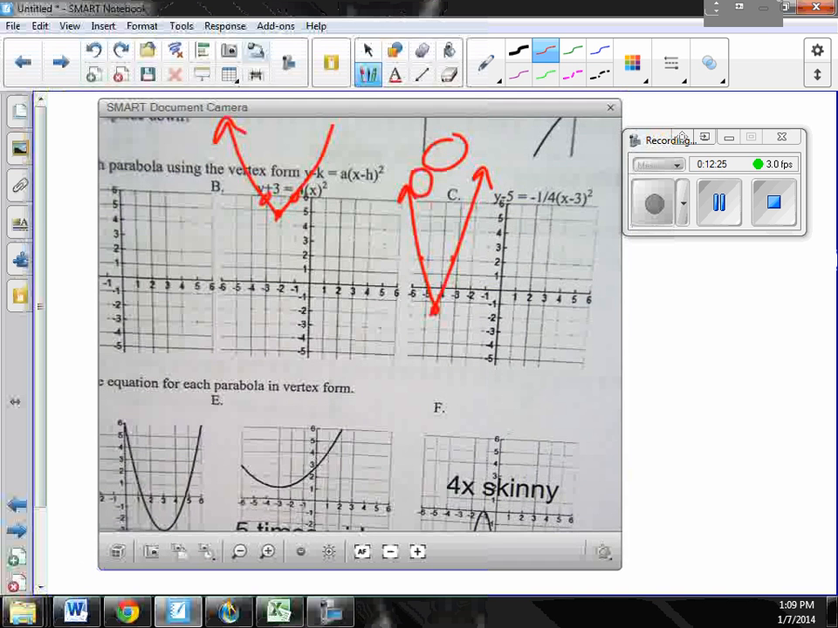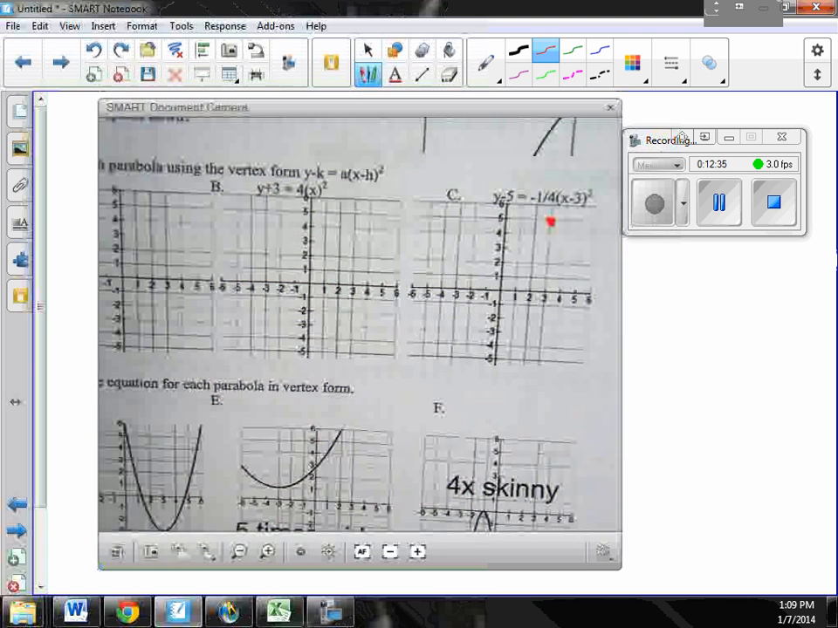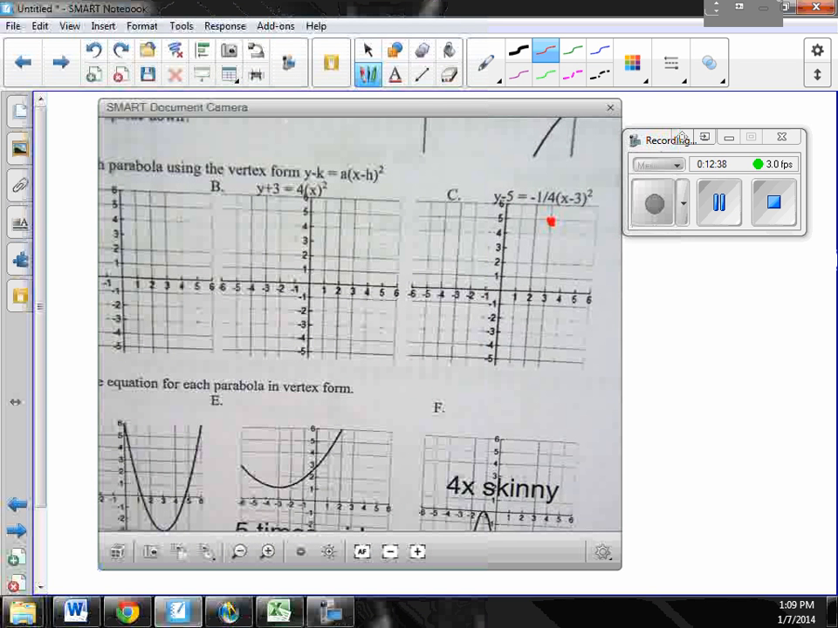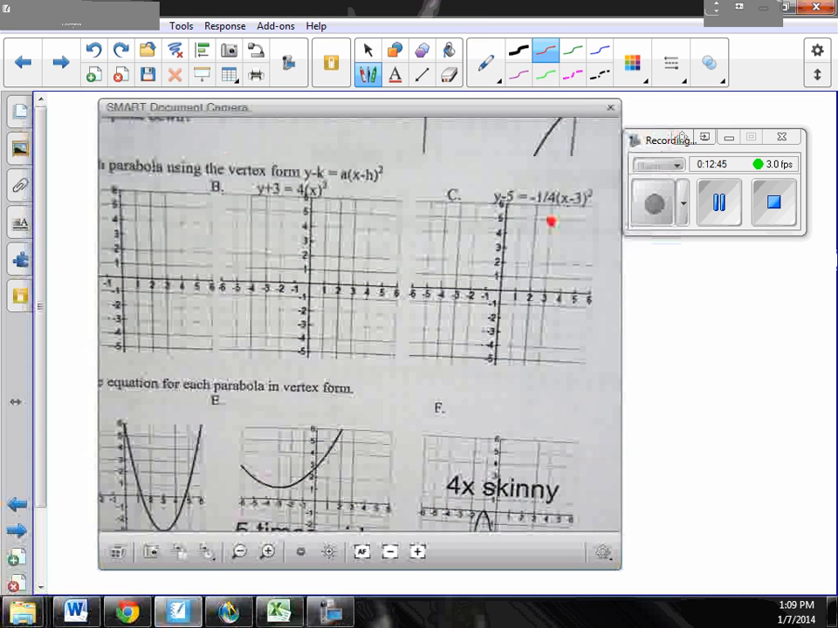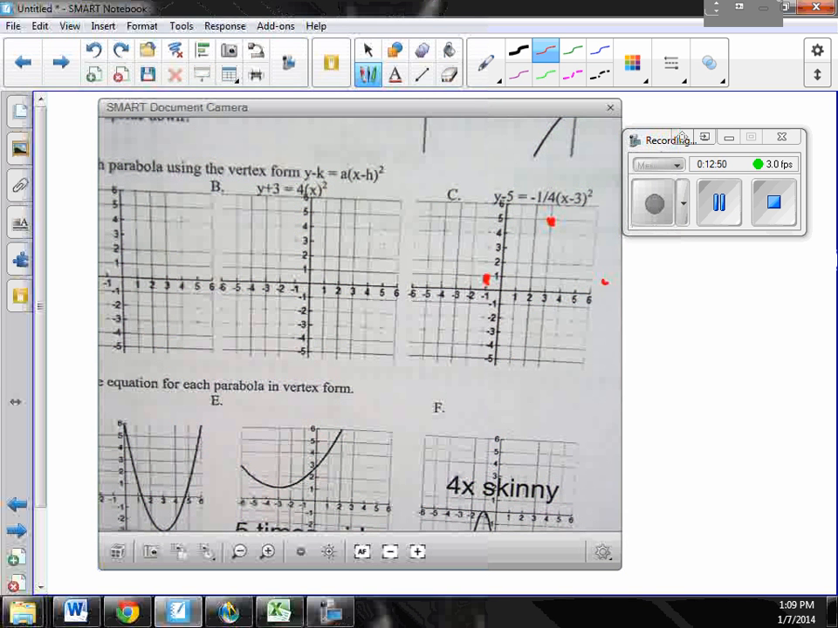All right, part C, where's the vertex? 3, 5, opening up or down? Down, and it's 4 times wider, so how do we graph that? Over 4, down 4. Yep. So it would look like this.